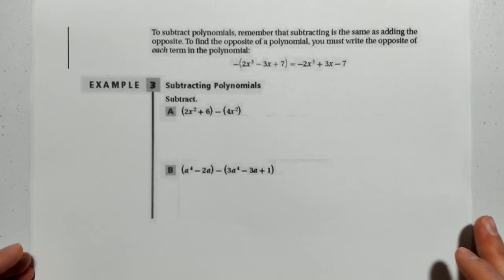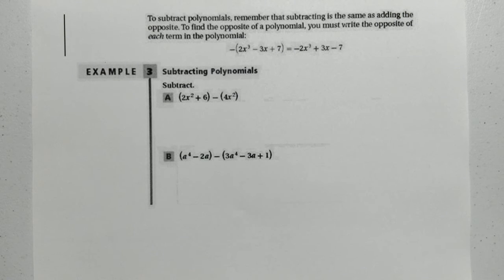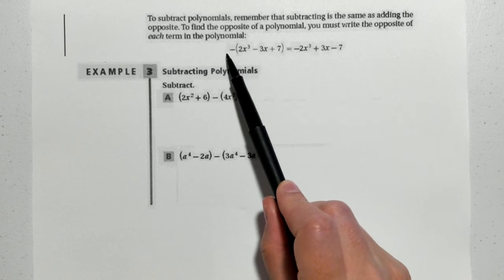So far we've looked at adding, so now we're going to look at subtracting polynomials. To subtract a polynomial, remember that subtracting is the same as adding the opposite. To find the opposite of a polynomial, you must write the opposite of each term in the polynomial. So think about it as distributing a negative to each term.